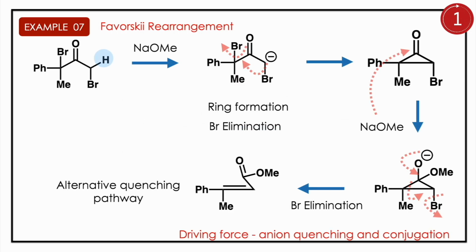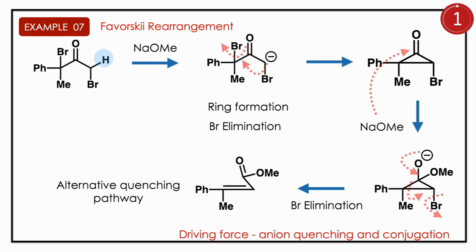Here you have ketone, alpha hydrogen, bromine. So chances of Favorskii rearrangement. First step will be abstraction of proton. You form the anion. Anion is the nucleophile. It attacks. You have cyclopropanone. Then the cyclopropanone ring is attacked by sodium methoxide. You have to open the ring there.